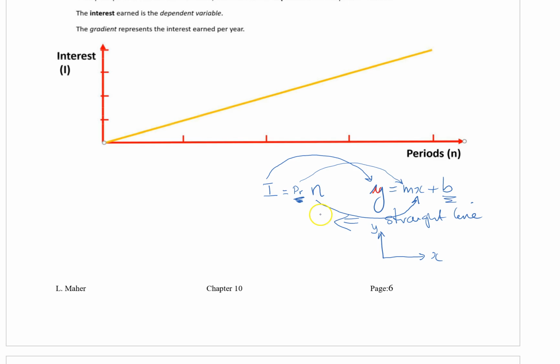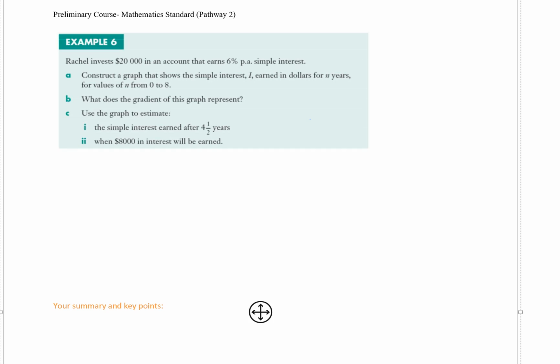And we have in this case that B is 0. B being 0 means that our graph cuts the vertical axis at 0. And yes, you can see it does that here. So this is our 0. We've got a nice straight line. Its gradient is this PR, P times R. And N is the periods, and they're the things like X that change. Let's have a look at this example.